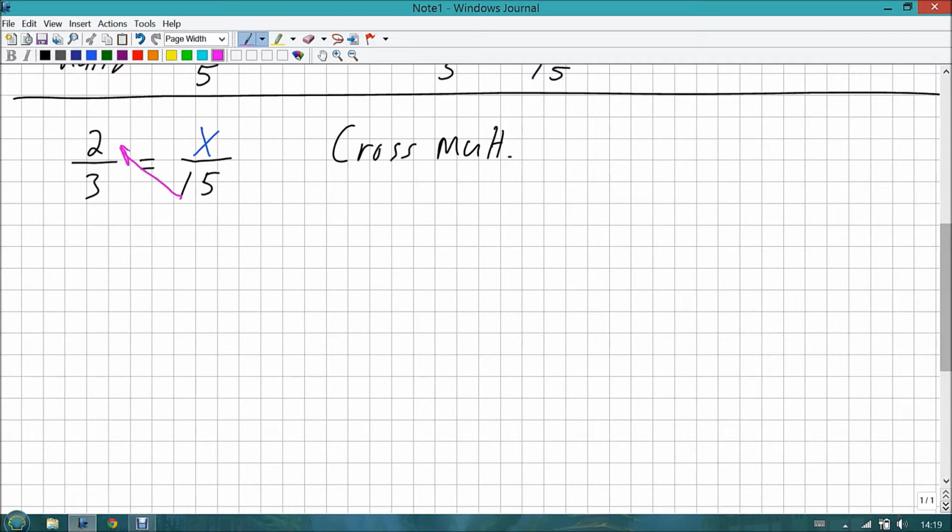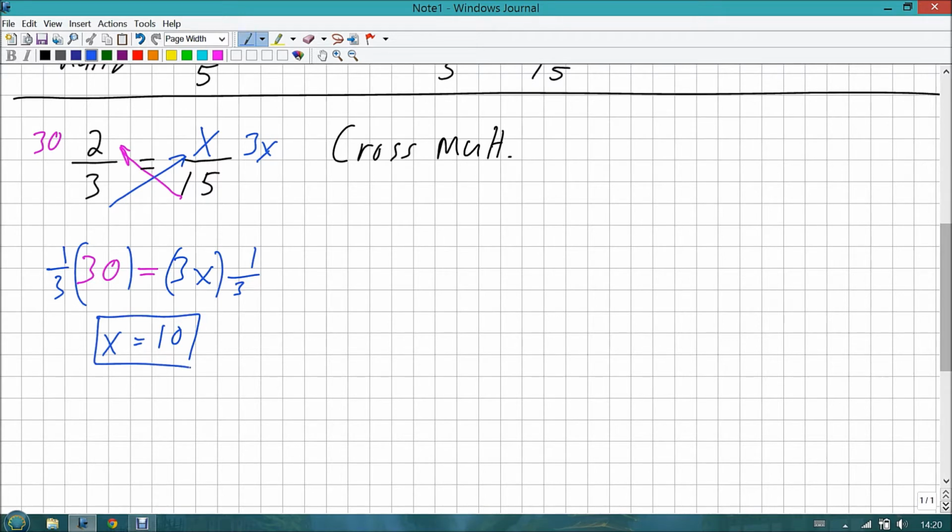We can take 15 times 2 and get 30. We can take 3 times x and get 3x, and then set them equal to each other. So that we would have 30 is equal to 3x. And then we solve for x normally, which means that we would multiply both sides by 1/3, or divide by 3, whichever you prefer. And we would have x is equal to 10. So you cross-multiply, and then you put it together. Now this stuff is really easy.